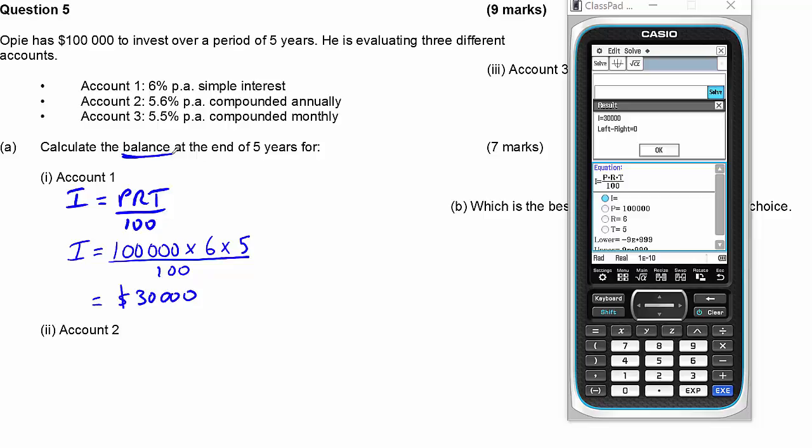That's not the balance though, that's just the interest. To get the balance we need to add it back on to the 100,000, so 130,000 is the balance.